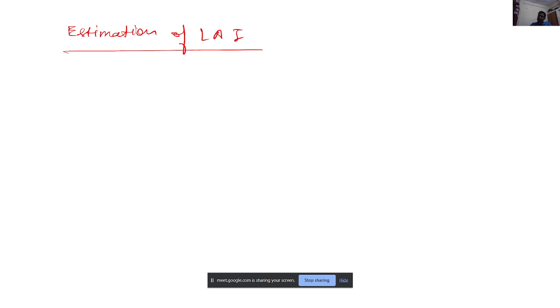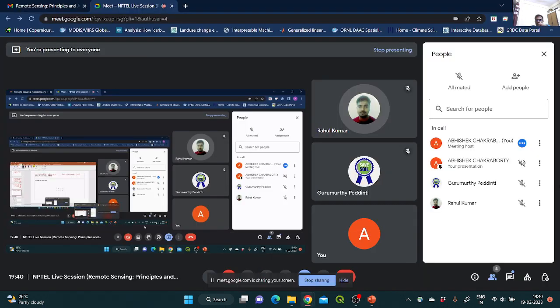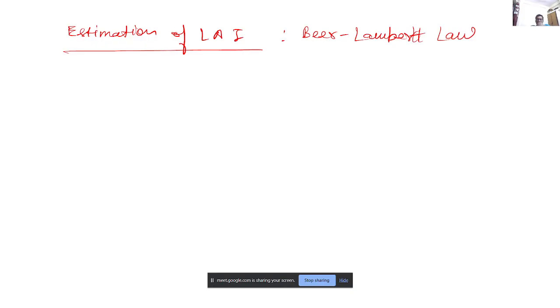So we use something known as the Beer-Lambert law. Those of you who might have done experiments in the environmental engineering lab on spectroradiometers or spectrometers might already be aware of it. Okay, everyone is muted. So it comes from the Beer-Lambert law, by the way.